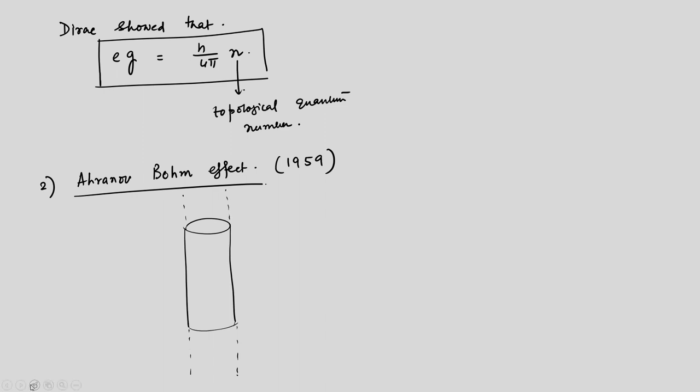And there are these turns, the wires are wound around the solenoid. And why we have taken it to be very large, or very long, is that we want to eliminate the edge effects.